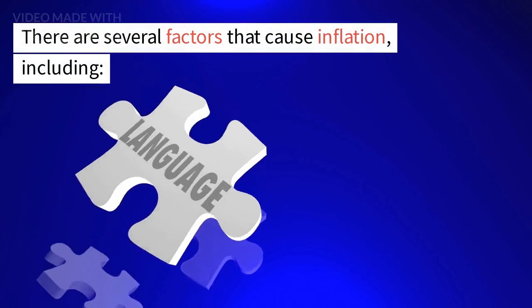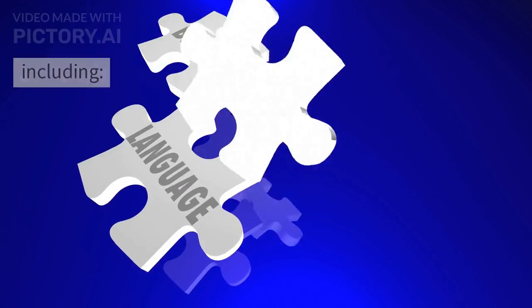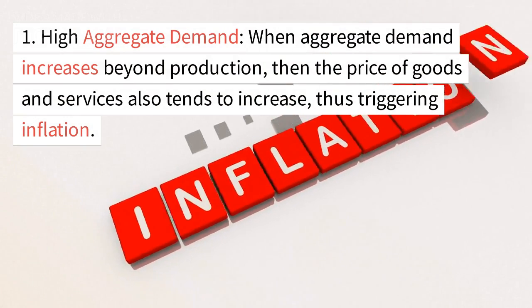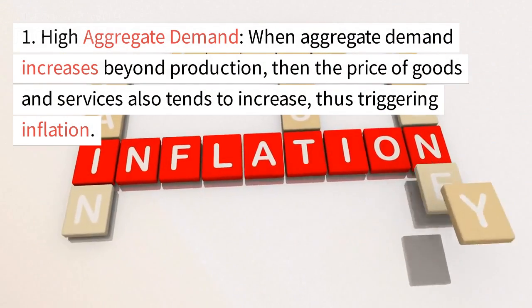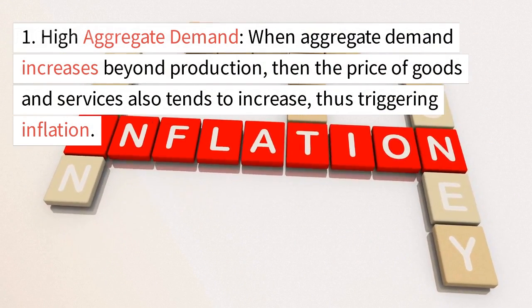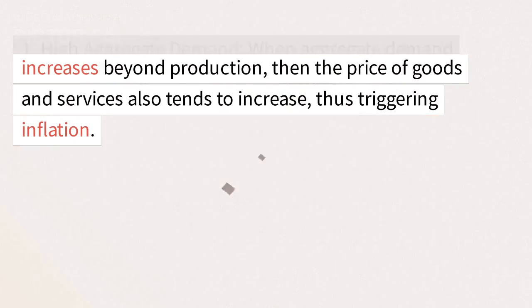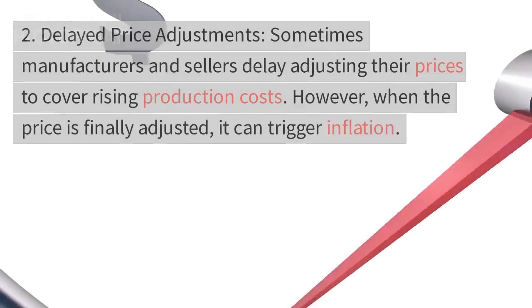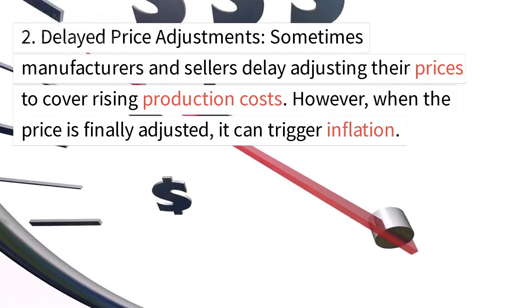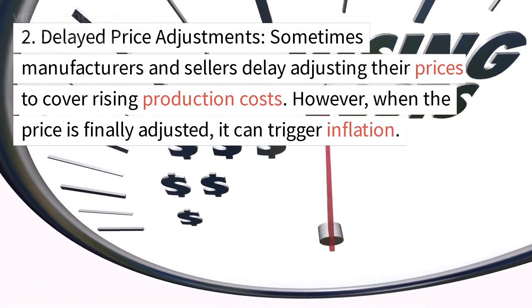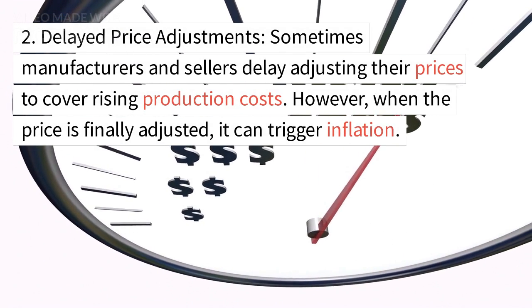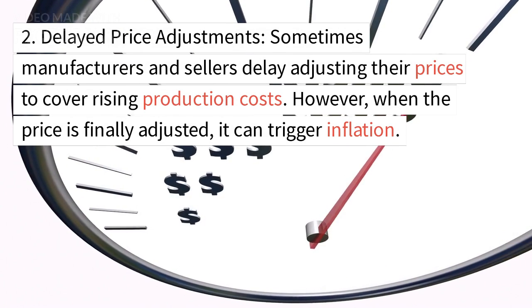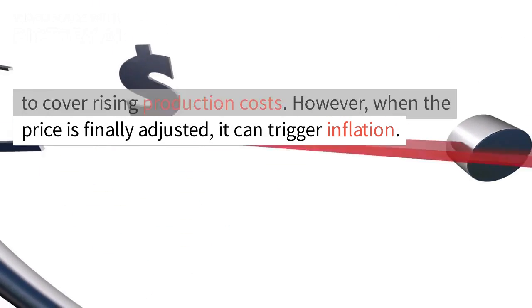There are several factors that cause inflation, including: 1. High aggregate demand. When aggregate demand increases beyond production, then the price of goods and services also tends to increase, thus triggering inflation. 2. Delayed price adjustments. Sometimes manufacturers and sellers delay adjusting their prices to cover rising production costs. However, when the price is finally adjusted, it can trigger inflation.